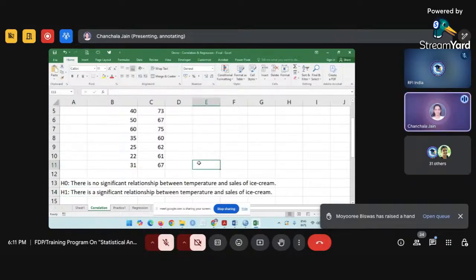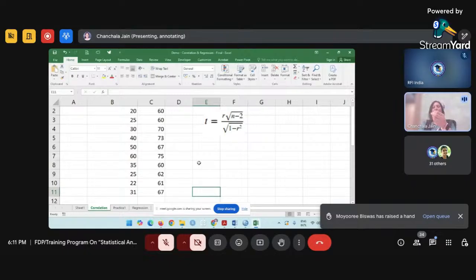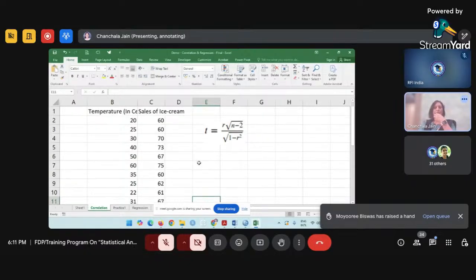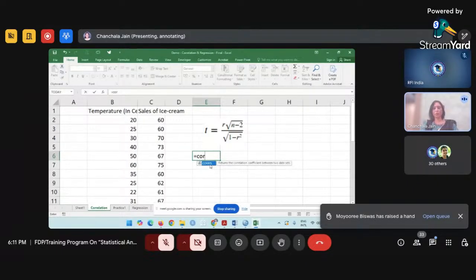Now there are two ways of getting the correlation value. So both the ways I'll try to explain you, right? The first way is there is an inbuilt function in the Excel. Using that you can find this. Put an equal sign, type COR. You will be getting this function CORREL.